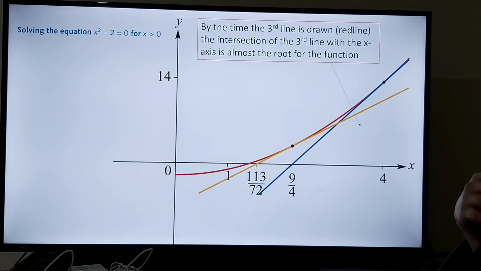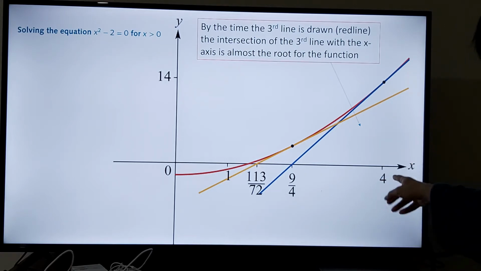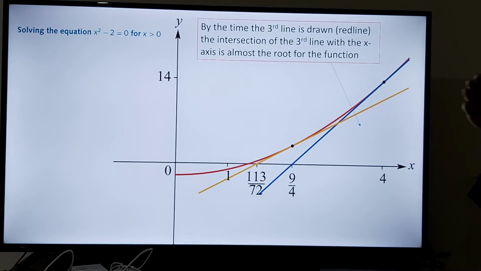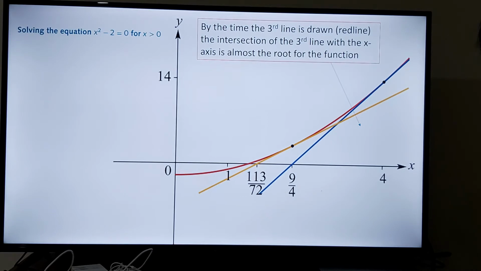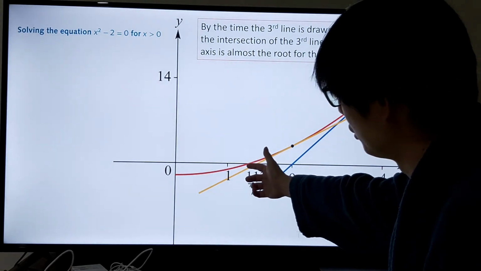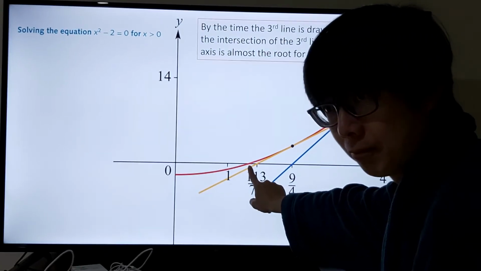To do Newton's method, I must start with a random number. I start with 4 in this case. Well, not me, the textbook starts the whole process with 4. Must you choose 4? No. You can choose 5, 6, even 100. You can choose any number you like on this side. It's just that the further you choose, the more steps you may need to get close to your root, which is here. Can you see for yourself?